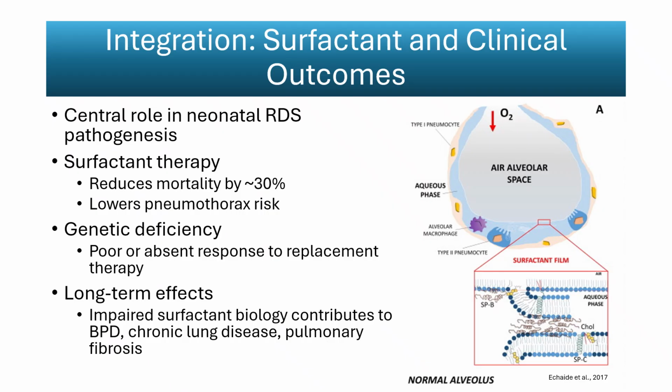Long-term, when surfactant biology is impaired or repeatedly inactivated, ongoing collapse and reopening, persistent inflammation, and impaired septation produce the simplified alveolar pattern recognized in bronchopulmonary dysplasia. The clinical imperative is to correct biochemical deficiency promptly with surfactant, avoid conditions that inactivate it, and identify genetic etiologies early when a lack of response suggests a non-remediable pathway.